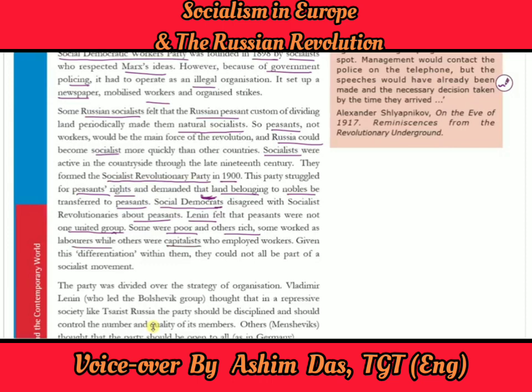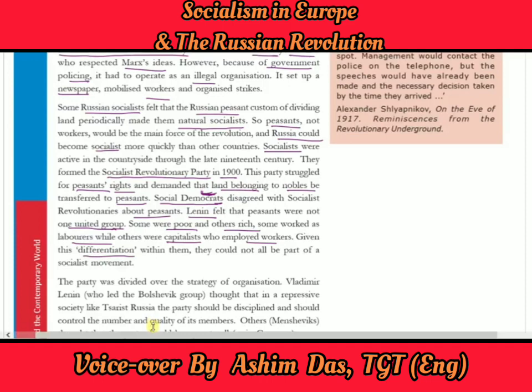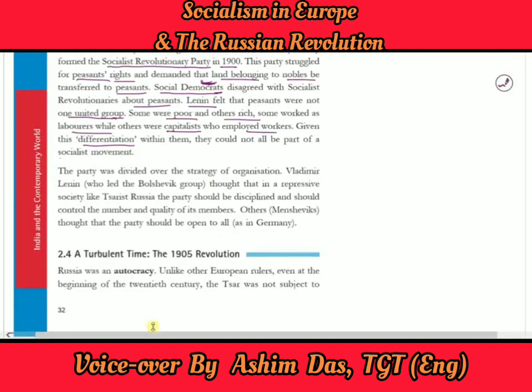Given this differentiation within them, it is given in inverted commas within inverted commas. This differentiation is like a kind of satirical representation of why the people are not united. Given this differentiation within them, they could not all be part of a socialist movement. They got divided on the basis of riches, wealth, and the different kinds of divisions of society. The party was divided over the strategy of organization, whom we should organize together.